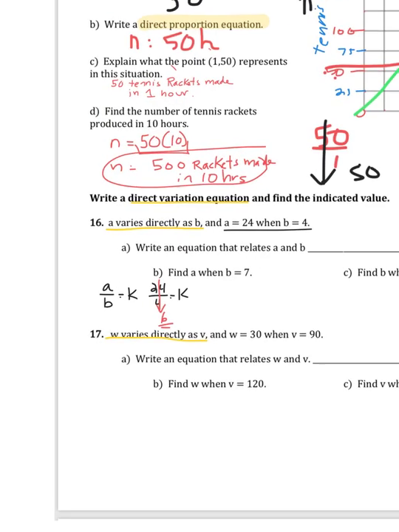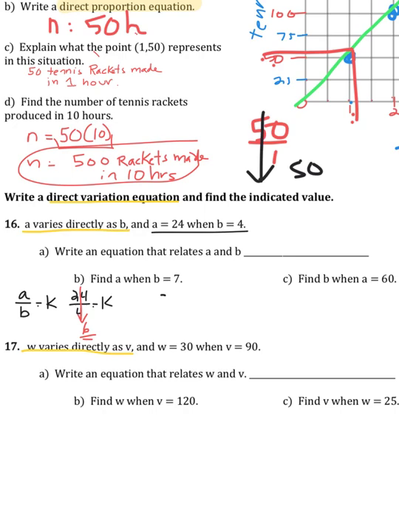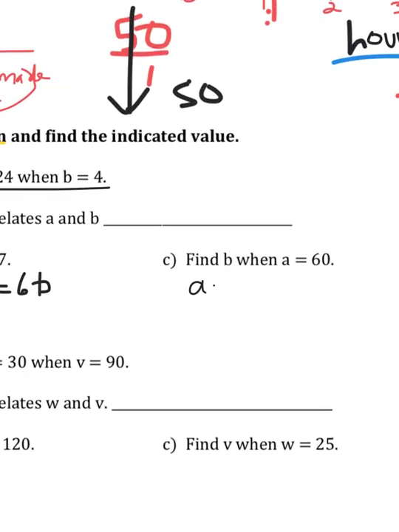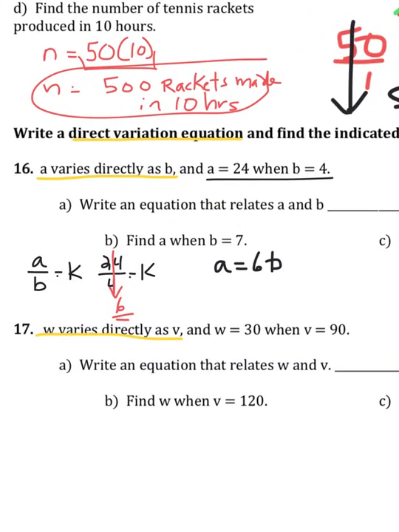So now I can write out two equations. A equals 6B. And I'll write the same thing here. A equals 6B. Back to this one. It says find A when B is 7. So A equals 6 times 7. So A will equal, what's 6 times 7? 42.